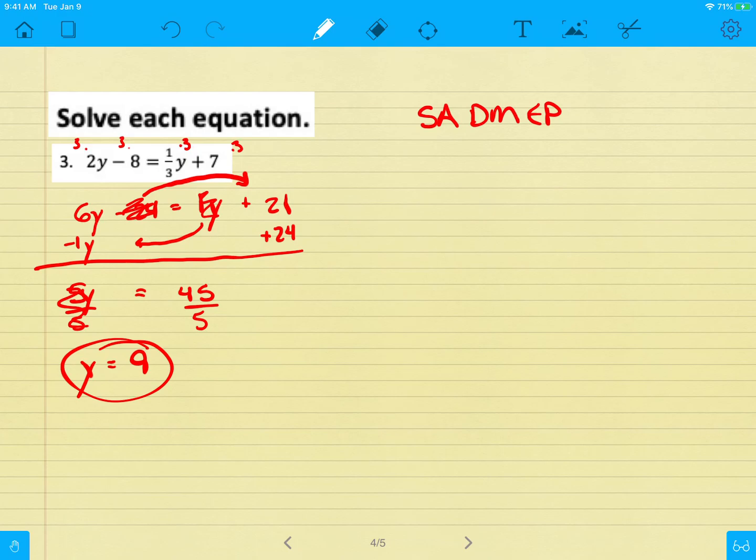Now again, if you take the 9, plug it into all the y's in the original problem, it would have worked out. Again, how you do that, on the original problem, you take 2 times 9, because that's the part in the front. That's 18 minus 8. And then on the other side, you take 1/3 times 9. 1/3 is like taking 9 times the 1, and then dividing by the 3. That's how it works. And then you add 7 to it. And they should work out to be the same on both sides.